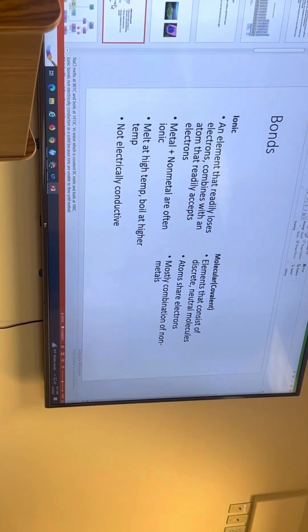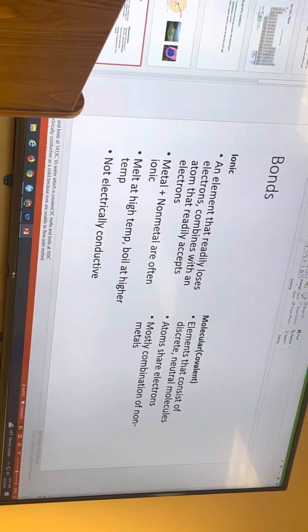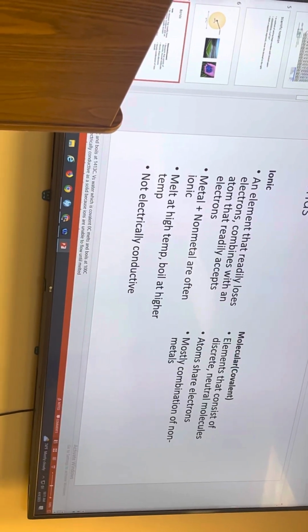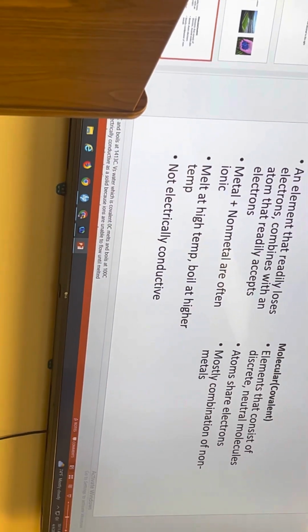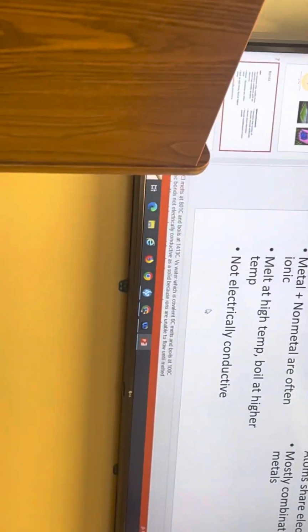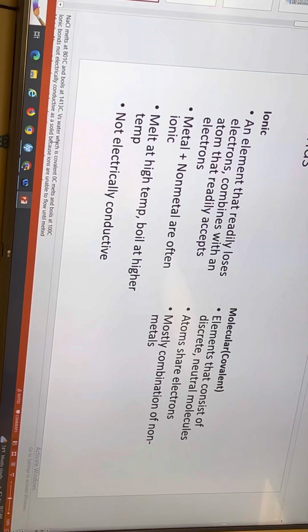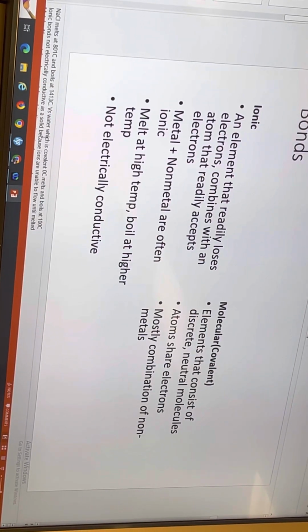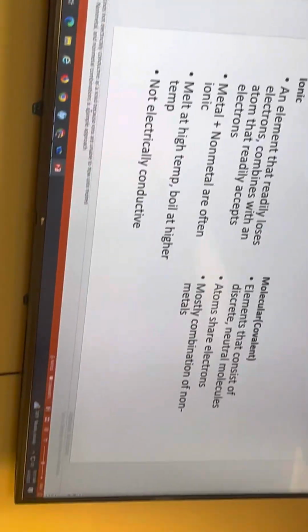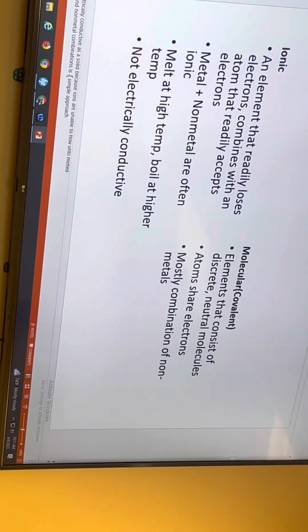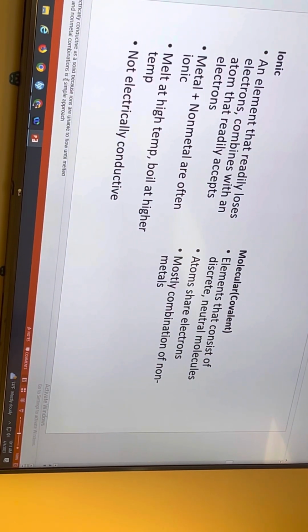So covalent bonds are elements that consist of discrete neutral molecules. Atoms share electrons, and they're mostly combinations of non-metals. All right, because they share, that's why they are not as stable, and that is why they are not as strong. Ionic bonds are not electrically conductive as a solid because ions are unable to flow until melted. Metal plus non-metal and non-metal combinations is a simple approach.